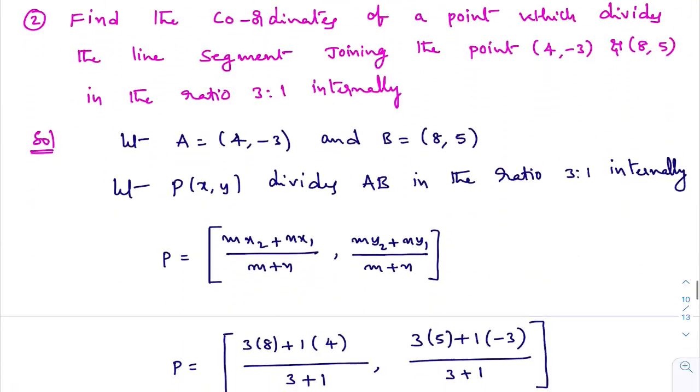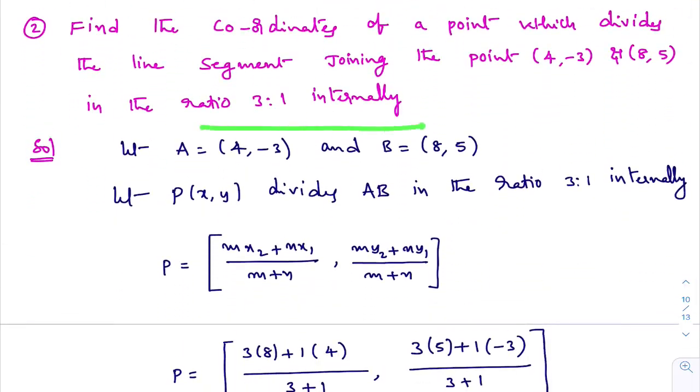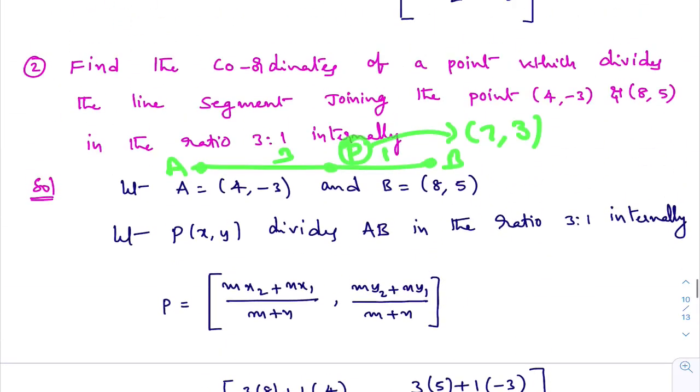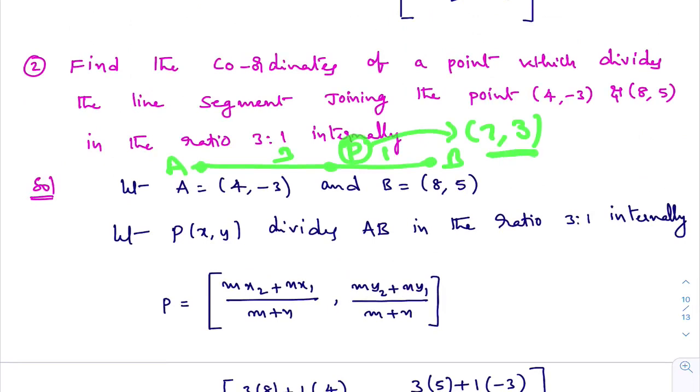So what you came to know is that the line joining these 2 points AB will be there. Now suppose this is A, this is B, and the point P divides AB in the ratio 3:1. What are the coordinates of the point P? I got the coordinates of P as 7 comma 3. The coordinates of that point is 7 comma 3. I hope you understand this class.